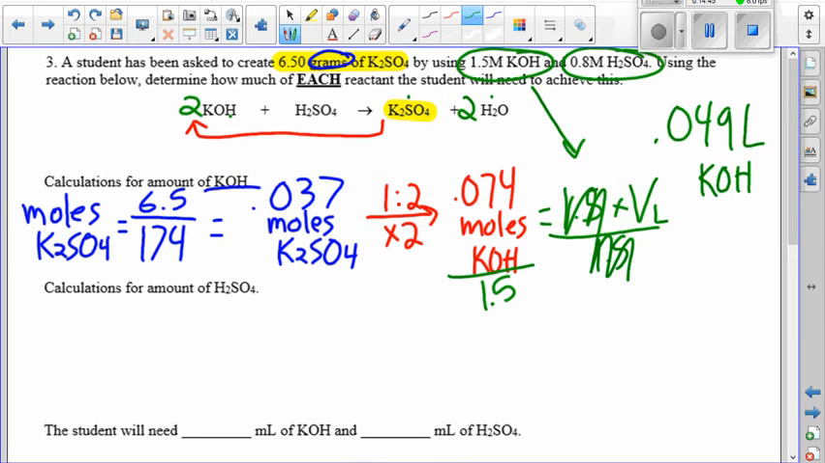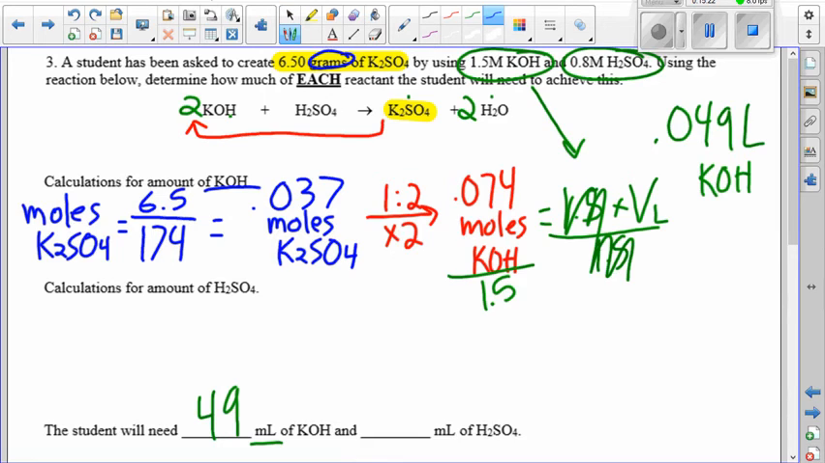Now, one thing you should note is that in lab, when you're actually doing this, all of your glassware in your drawer comes in increments of milliliters, okay? So none of your glassware is big enough to be measured in liters. And so 0.049 liters, it's the correct answer, but it'll be a little bit confusing because your glassware is too small. So you should convert this back into milliliters when you write it down here. Notice it's asking for milliliters. So you need 49 milliliters, or about halfway of your graduated cylinder in your drawer, of KOH.